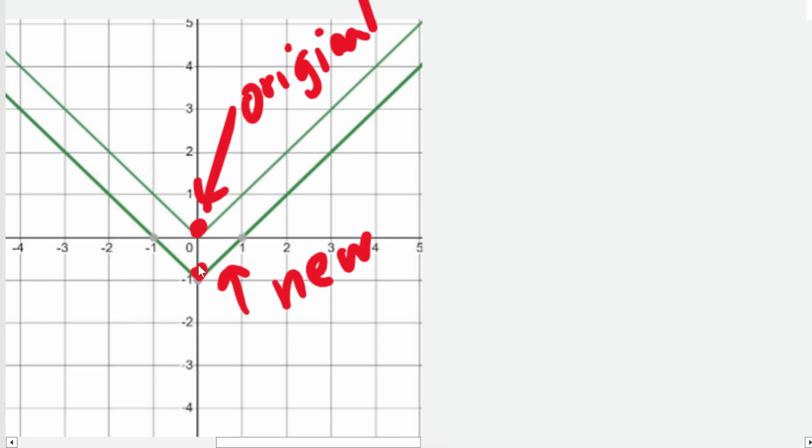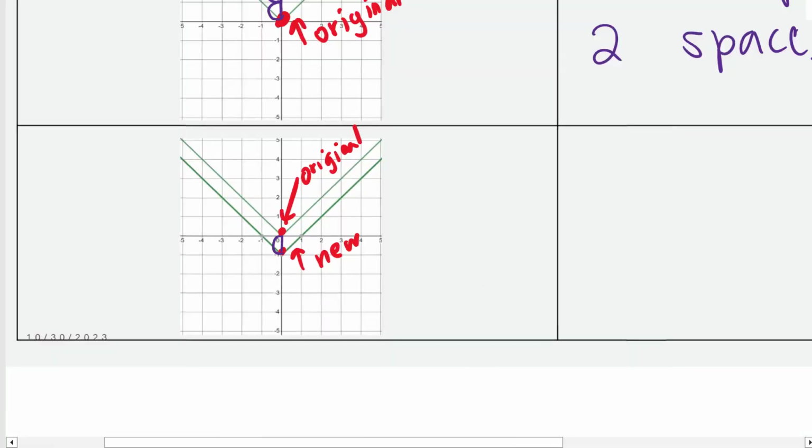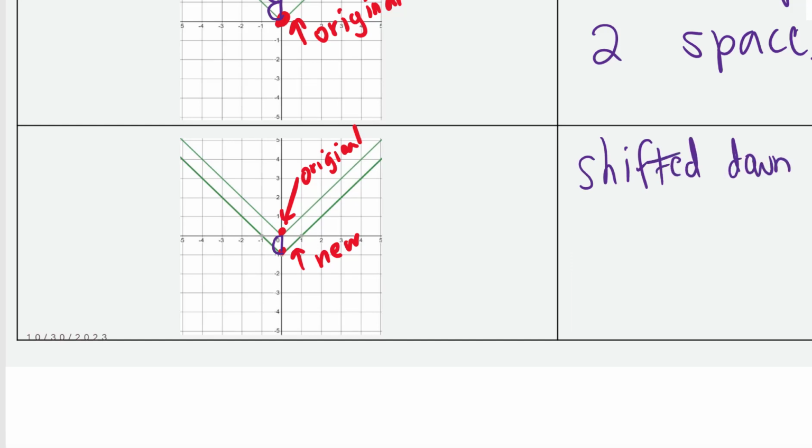And then you have to count how many spaces, cuántos espacios. One space. Shifted down one space.